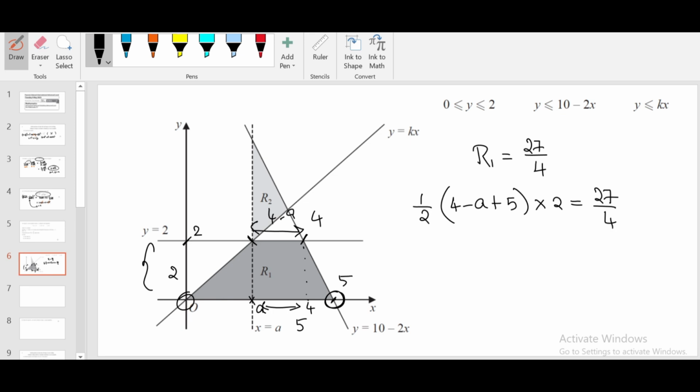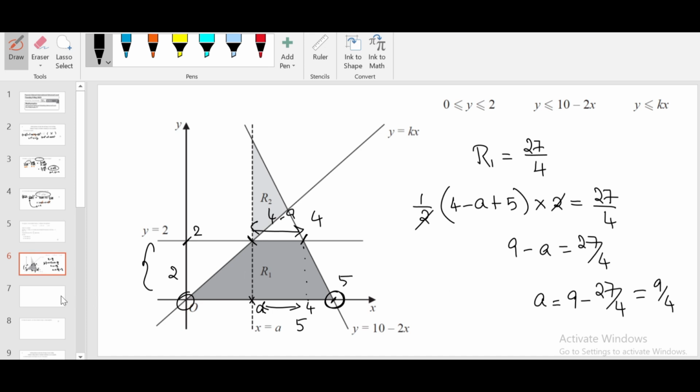Make A the subject. 2 can be cancelled. 9 minus A is 27 over 4. So A is 9 minus 27 over 4. So you will get 36 minus 27, which is 9 over 4. That's the value of A.